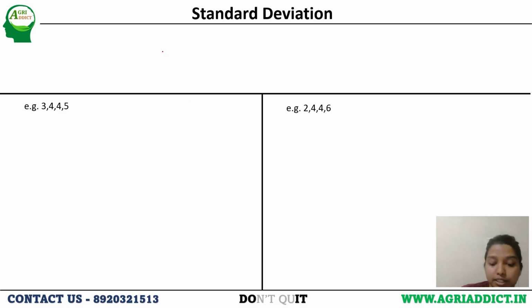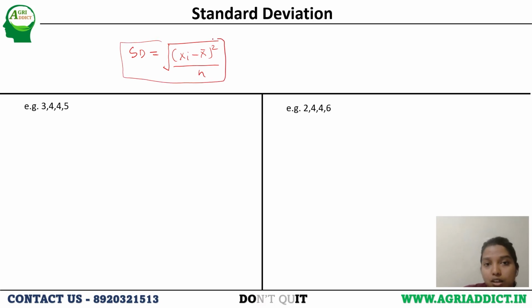Next, we have to first know how to calculate standard deviation. For that, we have to understand the formula. It is the square root of, in brackets, xi minus x bar square, divided by n. This is the formula for calculating standard deviation. Okay, I hope you understand.